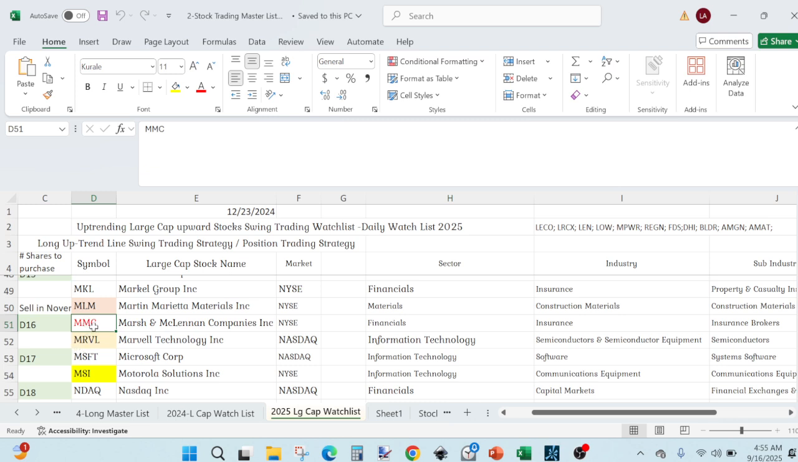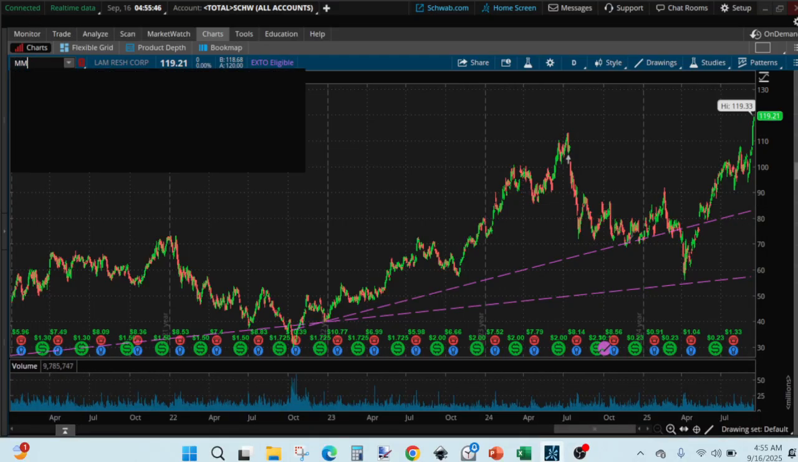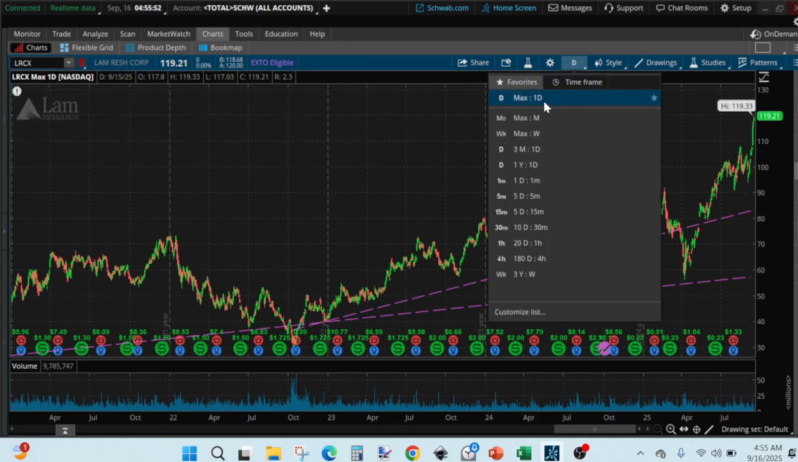So the first one is MMC. MMC, and we are using the maximum daily chart to do our chart analysis, and the platform is the Think or Swim platform.